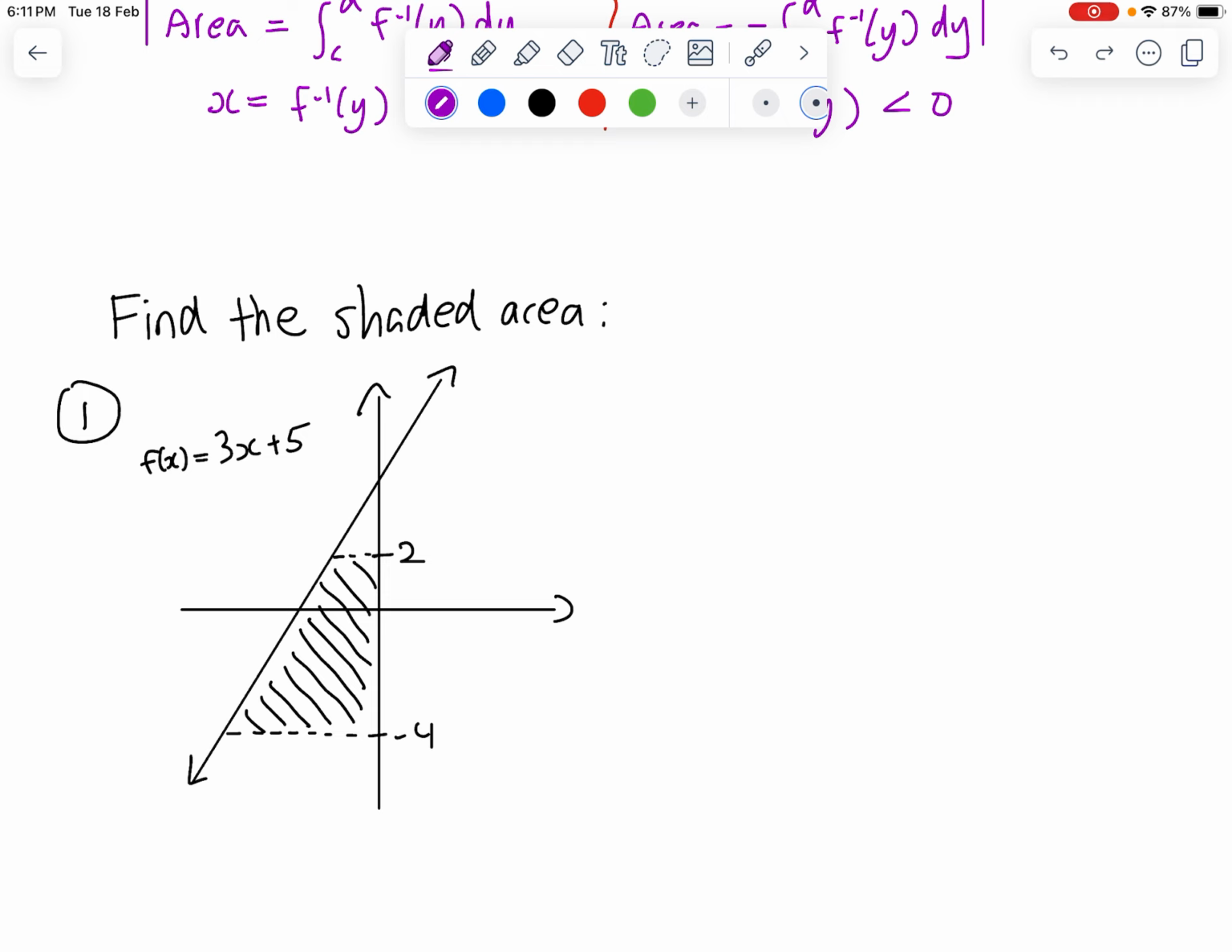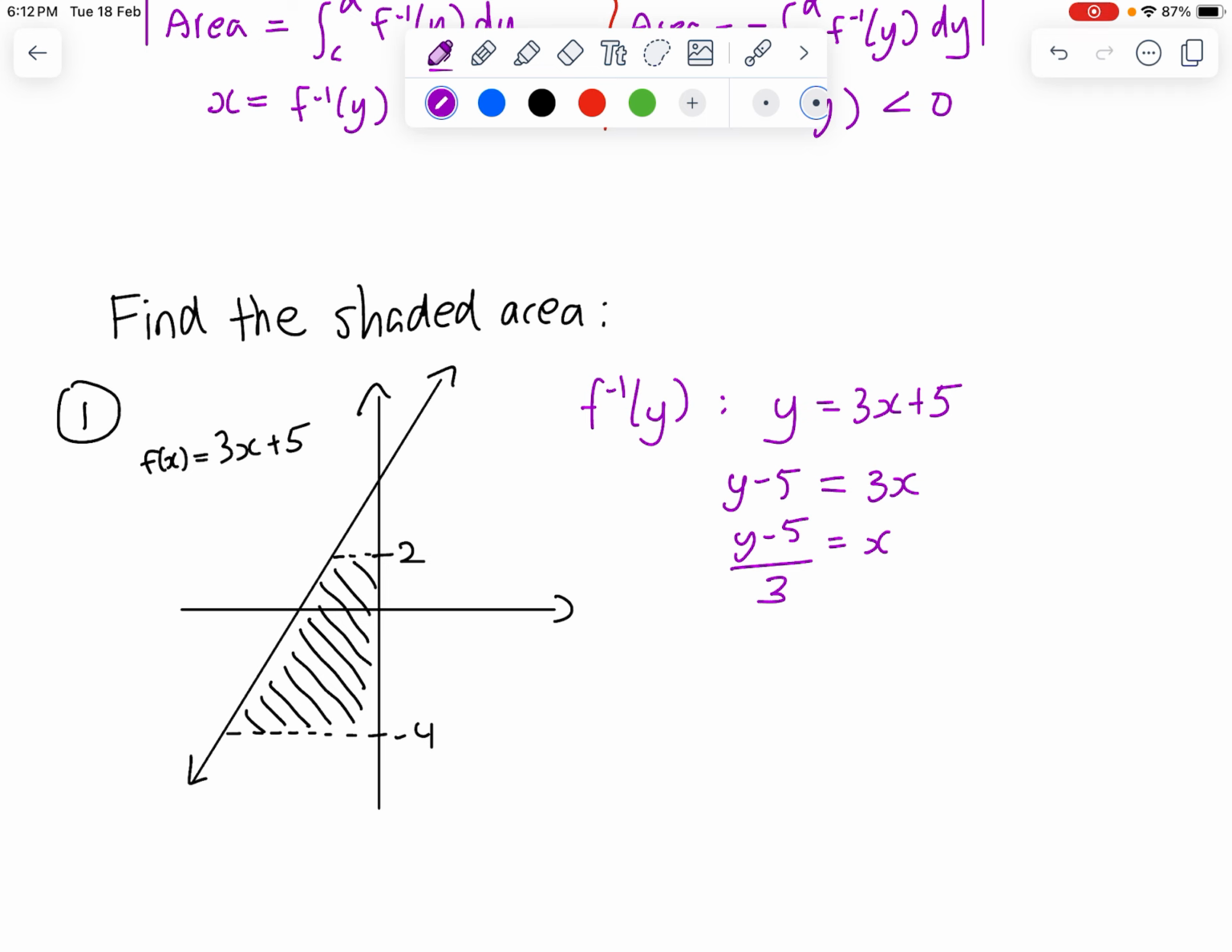The first step is to find the inverse. We have the function y equals 3x plus 5. We want to isolate x, so we move the 5 to the other side. Doing this algebraically, we end up with x equals y minus 5 divided by 3.